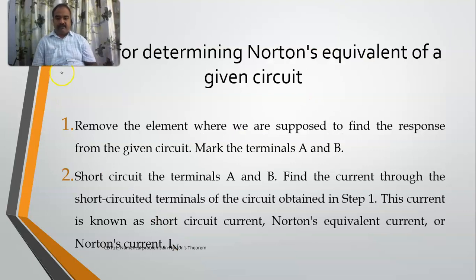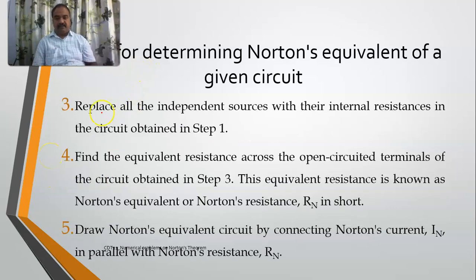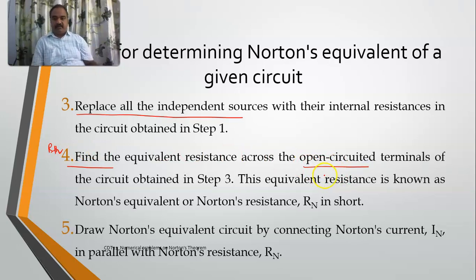So the quick review of the steps. The first step is removing the elements. The second step, short circuiting the terminals and determining IN. Third step, replacing all the independent sources. Number 4, determining RTH by open circuiting the terminals. Do remember, while doing RTH, you are supposed to open circuit the terminals. And number 5, drawing the Norton's equivalent. So with these 5 steps, now let us try to determine the Norton's equivalent of a given circuit.